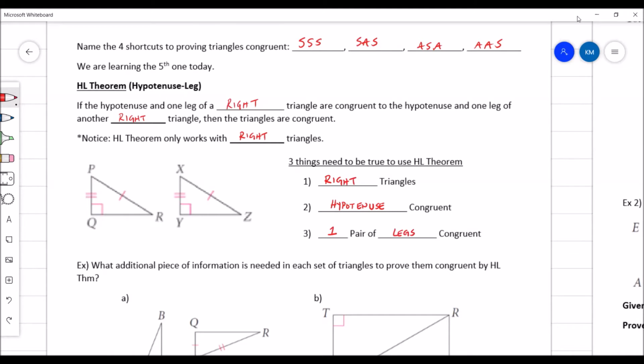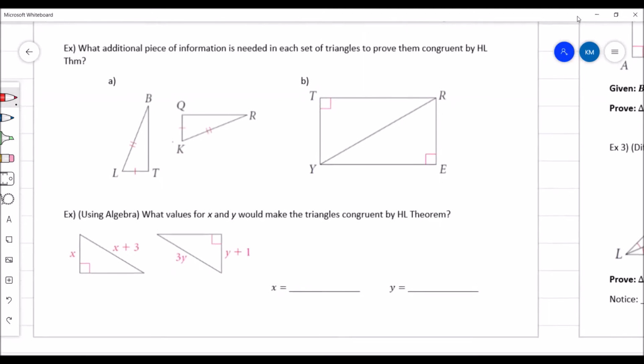On the left you see an example of when the hypotenuse leg theorem would work. We have the right triangle, the hypotenuse, which is the side that is opposite the right angle, and then one of the legs congruent. For these problems, it says, what additional piece of information is needed in each set of triangles to prove them congruent by the HL theorem?